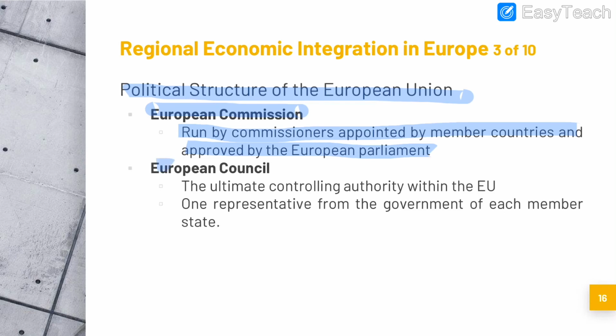Then we have the European Council, the ultimate controlling authority within the EU, with one representative from the government of each member state. The European Council is formed by heads of state or government of the member states, provides the necessary impetus for the development of the EU, and sets out the general political guidelines. The Commission President is also a non-voting member.